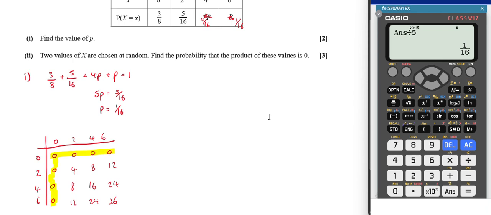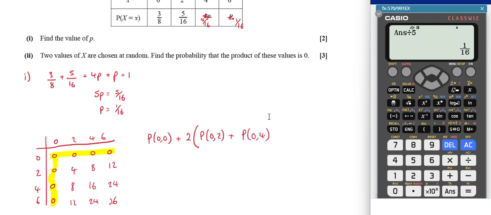So how can I do this? Well, I could have the probability of getting 0, 0, plus 2 lots of the probability of getting 0, 2, because I could have 0, 2 or 2, 0. The probability of getting 0 and 4, same reason why we have 2 of them, plus the probability of getting 0 and 6.